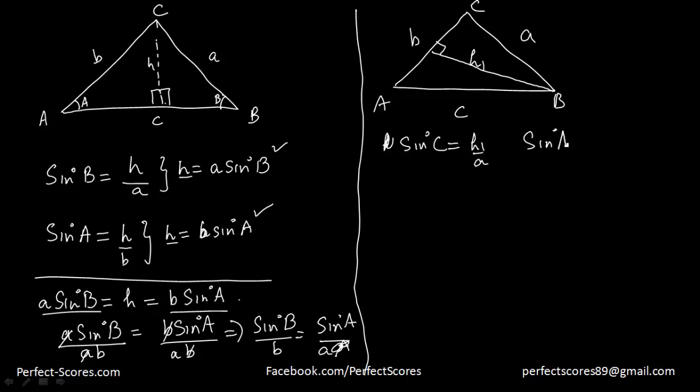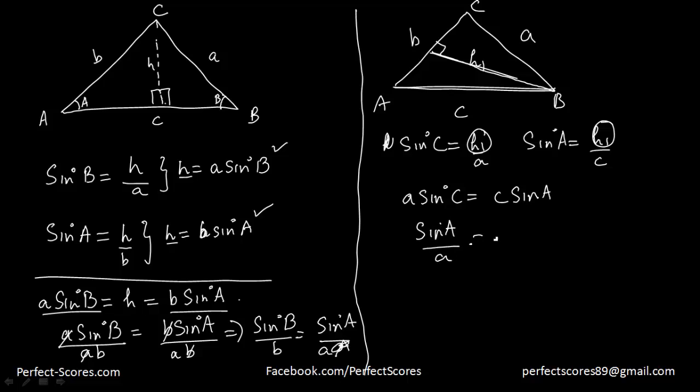And the value of sine A is going to be equal to h1 over c, which is again the perpendicular over the hypotenuse. So that means I can say that a sine C is equal to c sine A, because this h1 is equal. That means I can say that sine A over a is equal to sine C over c.